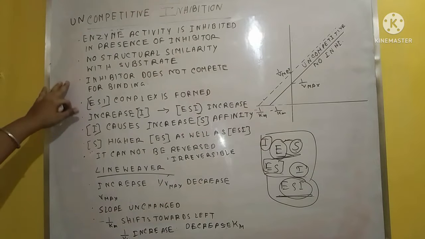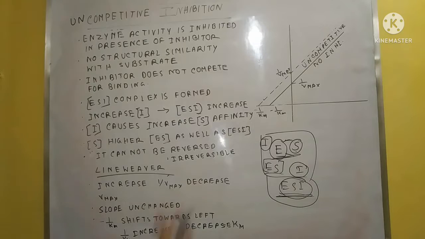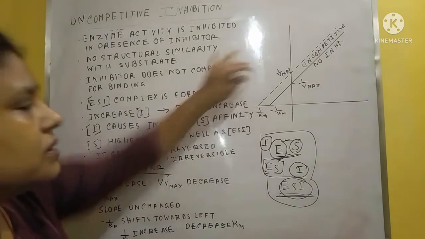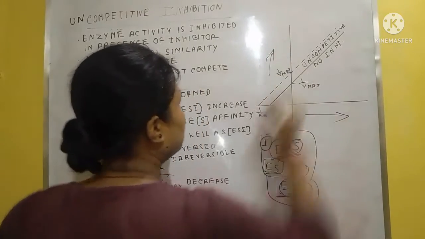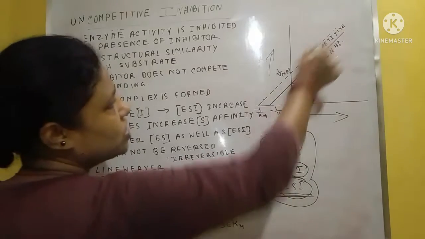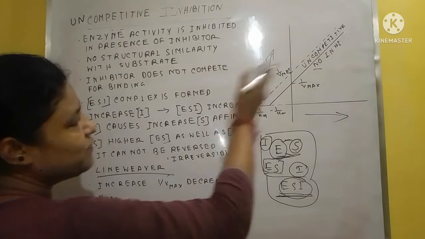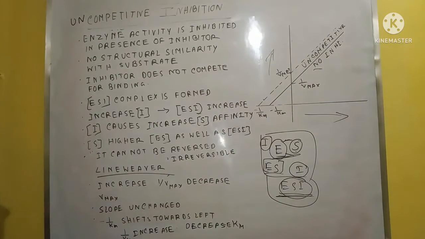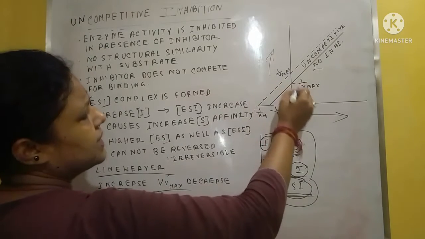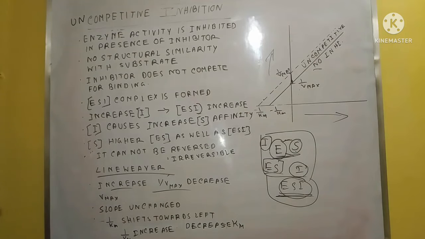What will happen on forming this ESI complex, and what is the effect of its formation on the double reciprocal curve? Here, when the inhibitor is absent, this is the original slope. But when the inhibitor is present in the medium, the line shifts towards the left, and 1 by Vmax is increased. You see that this is increased, and the actual Vmax decreases.